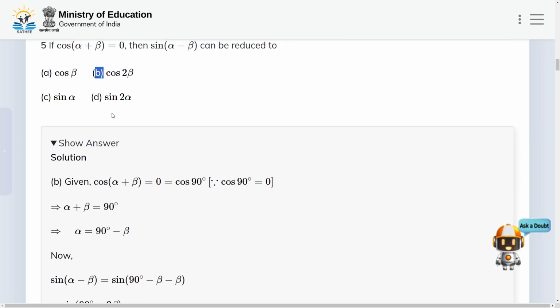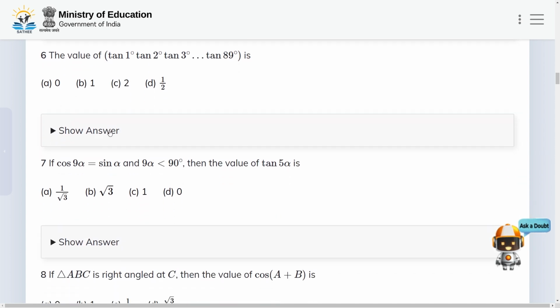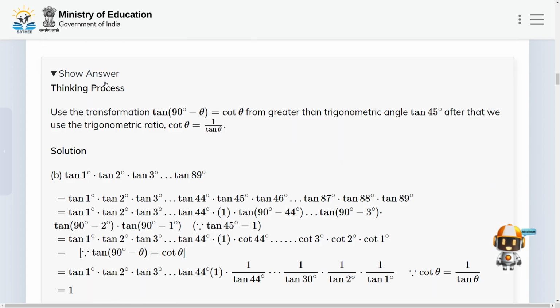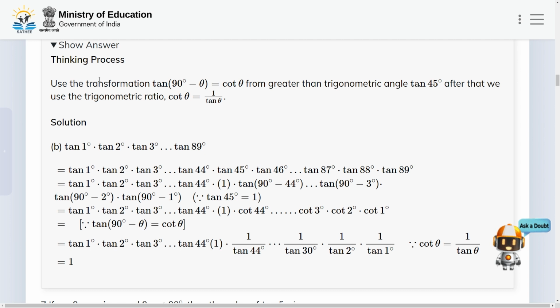So in the next problem, we need to find the value of tan 1 degree times tan 2 degree times tan 3 degree times dot dot dot tan 89 degree. Okay, so let us see how to solve this problem. So first of all, we discuss the thinking process. Use the transformation here.